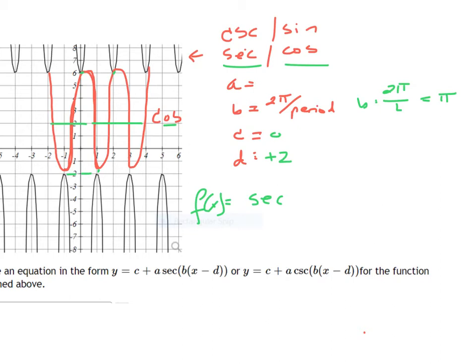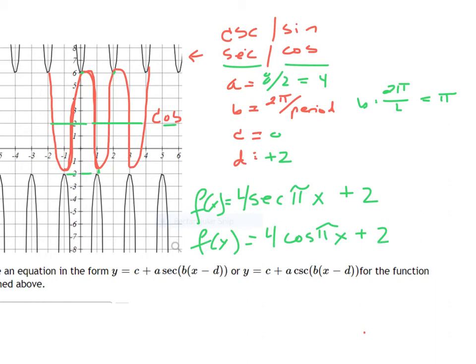And my amplitude is half of the entire distance up or down, which from -2 to 6 is 8. So 8 divided by 2 is equal to 4, and that is A. So my function is going to be 4 secant pi x plus 2. Because the cosine function, its reciprocal, would be 4 cosine pi x plus 2. So I think that you've nailed it.